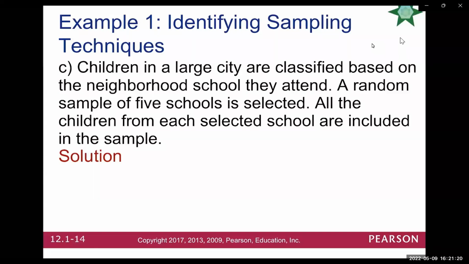Would that be cluster? Because they're talking about a neighborhood area, regions. Yeah, cluster is geographical. And also they're selecting all the children instead of just a sample from each neighborhood. That would have been stratified if you just got a sample from each region. But in this case, you're selecting everybody in that cluster. So this is definitely cluster sampling.